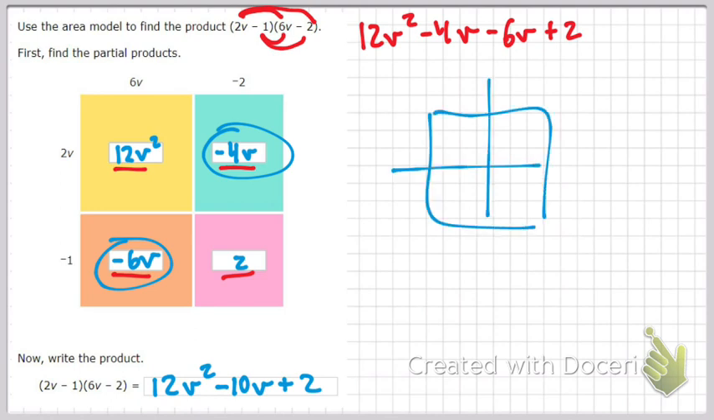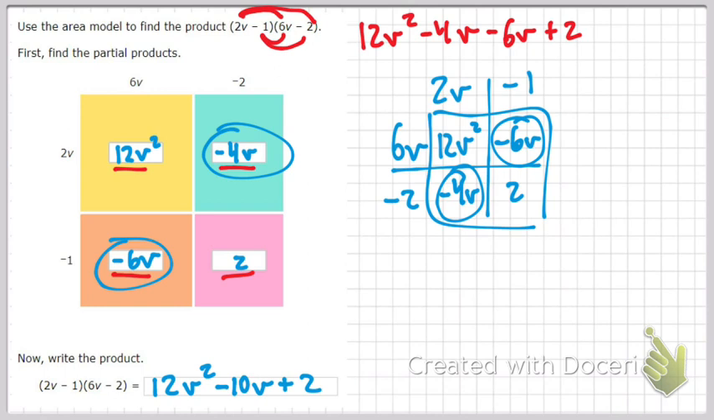Another way you can write this, if you do your own box, it might look like this. And then you fill in the sides like so. We have 2v minus 1. We got that from the first part. And then you put the other one down the side, and then you fill it in just by multiplying. So it's pretty much the same thing as the area model. In fact, the box method is the area model. And then you see the 2 terms that are the same that you would have to add together. So that's how you do that one.